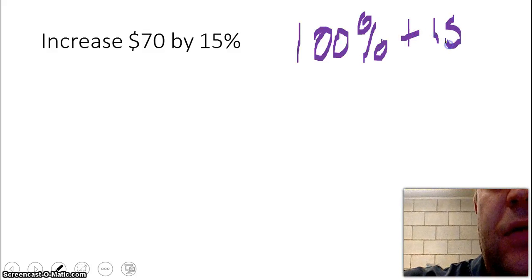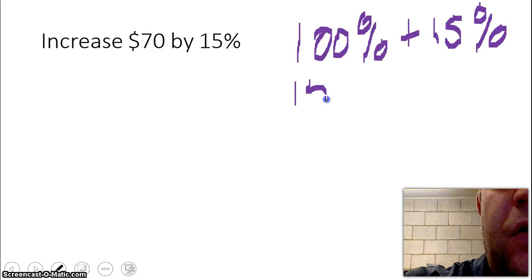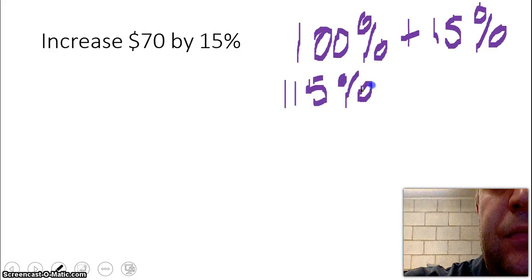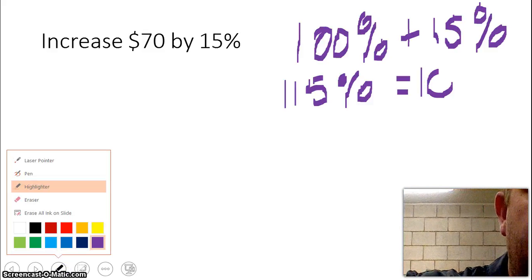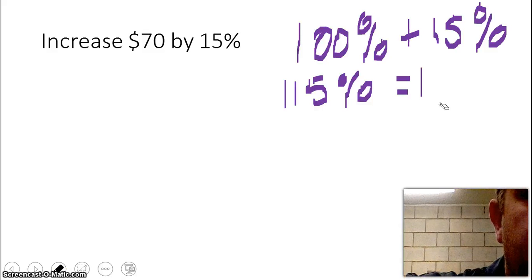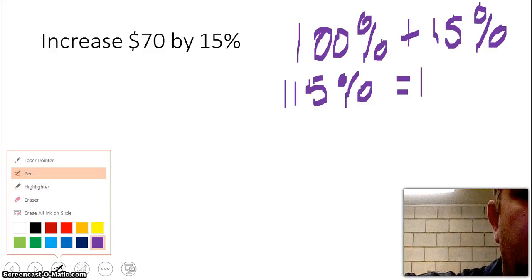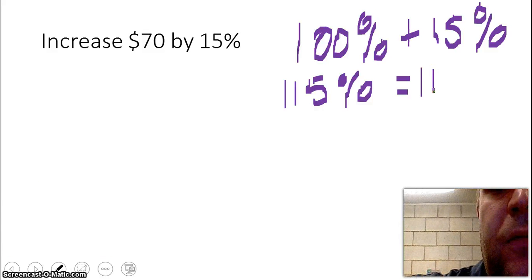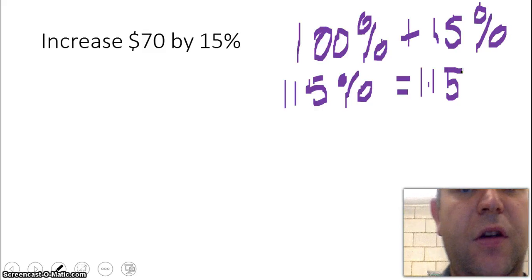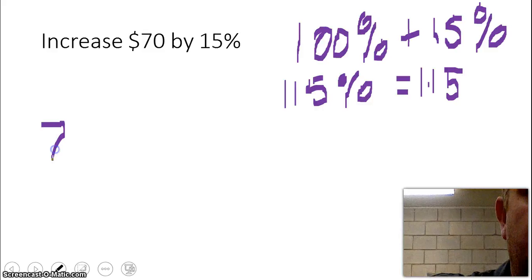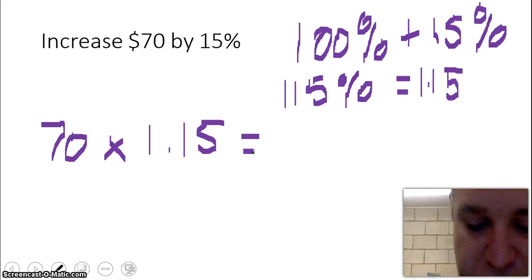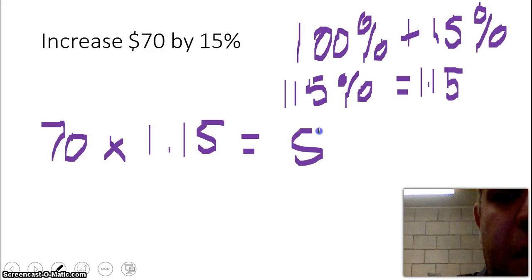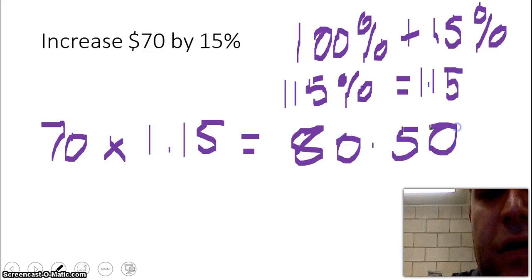plus 15% is 115%. Writing that as a decimal is 1.15. So all we need to do to work out our increase, our new amount, is take our 70 times 1.15, type it into your calculator, and we get $80.50.